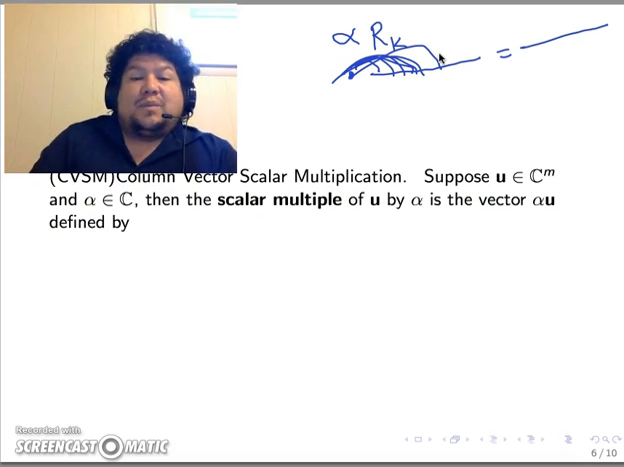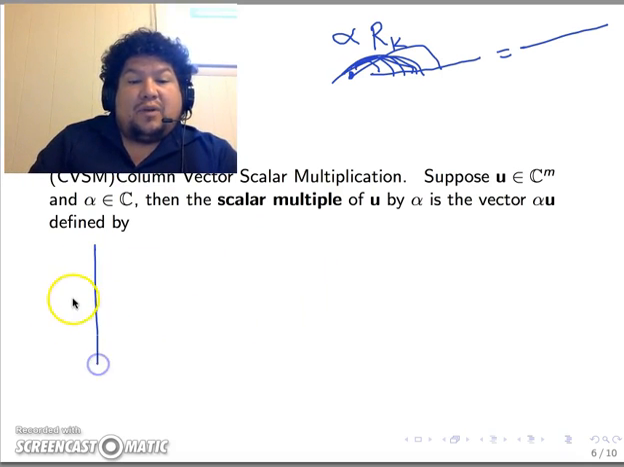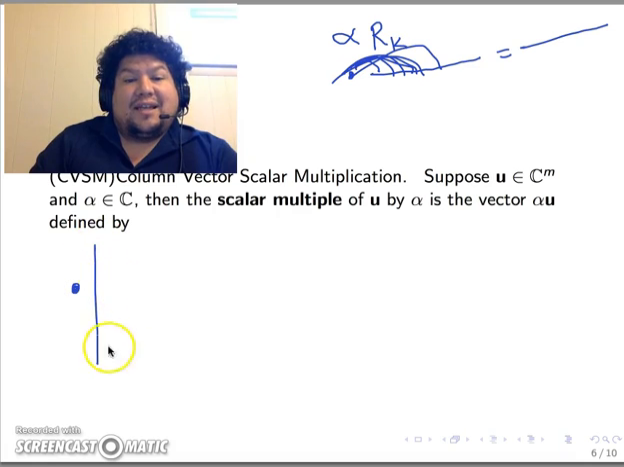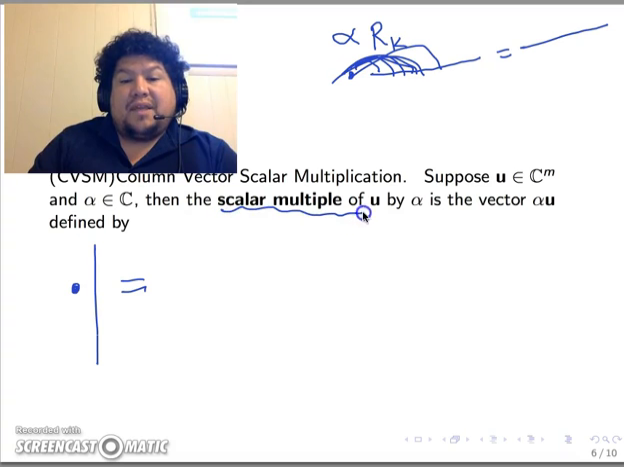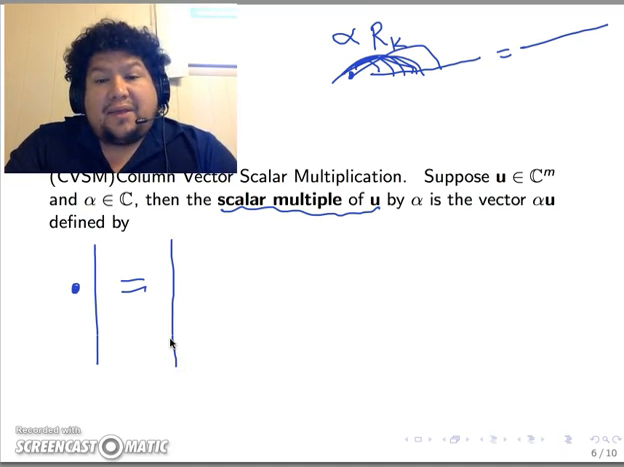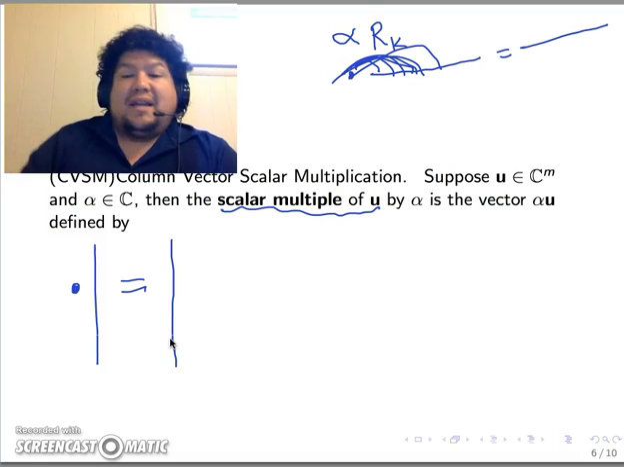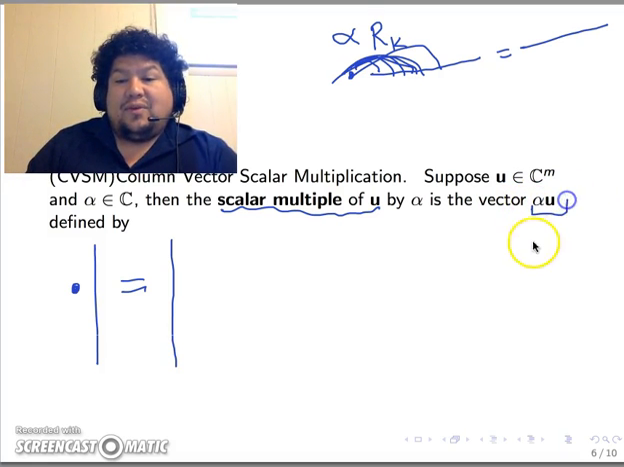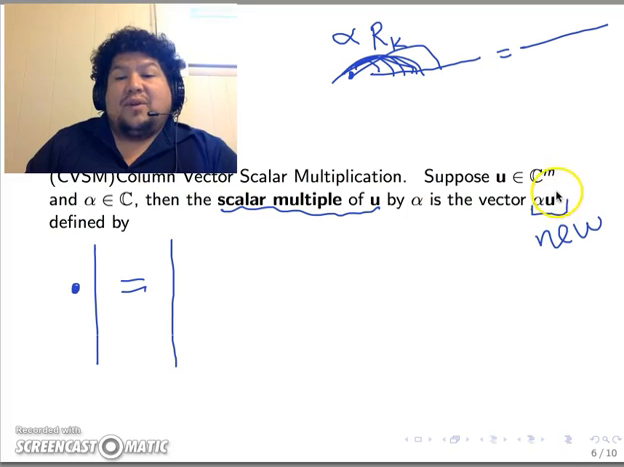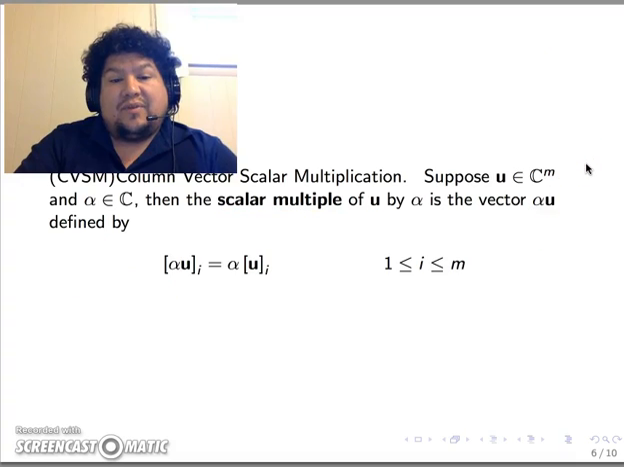Well, here the spirit is the same. However, now we're multiplying a scalar, that looks like a dot like that, by a column, and by doing that we're going to carry out this multiplication with every possible entry of that column, and then we're going to end up with a column vector of the same length. So suppose we have a vector u in C^m, and we have a scalar alpha, which is a complex number. Then what we write here as alpha u is going to be the new vector, and this alpha u is also a member of C^m. It's going to have the same number of entries.